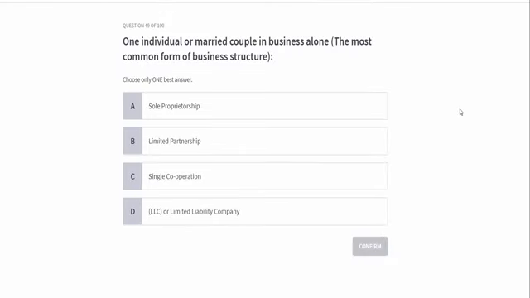One individual or married couple in business alone, the most common form of business structure. Okay, is it A, sole proprietorship, B, limited partnership, C, single corporation, or D, an LLC, or a limited liability company? So, going to give you guys some time to figure that one out.